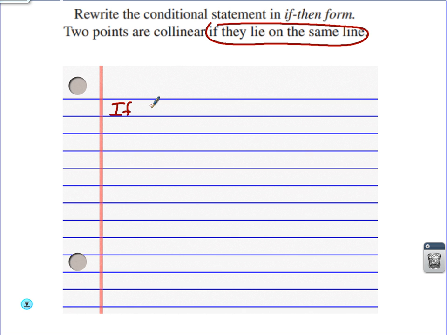Now you've got "they." Think back to English. I want my subject to go first. So instead of "they," I'm going to put: if two points lie on the same line, there's my if part. Then, finish it. They are collinear. I think I might have an extra L in it. I thought it was just one. Now it's in if-then form. If two points lie on the same line, then they are collinear.